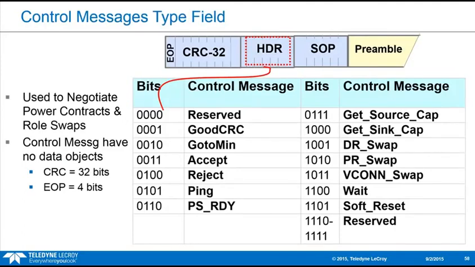This lists all the different control message types that are defined in Power Delivery 2.0. This shows the actual bits you would see in the type field. Again, it's only a 4-bit field. Control messages are sent by both sides and are used to negotiate power contracts and role swaps. This is really the nuts and bolts of power delivery protocol. And we'll look at most of these in more detail in a second.